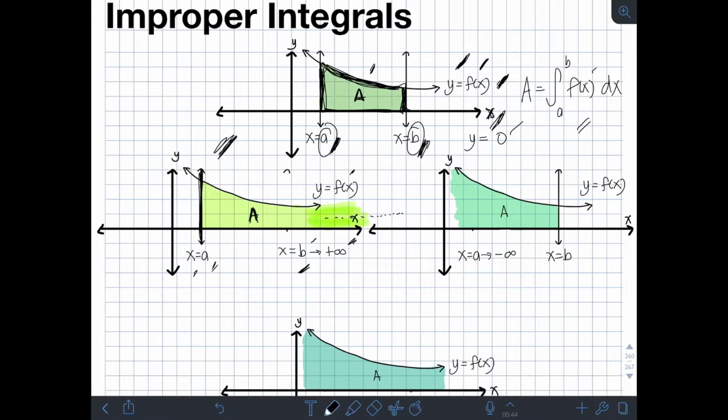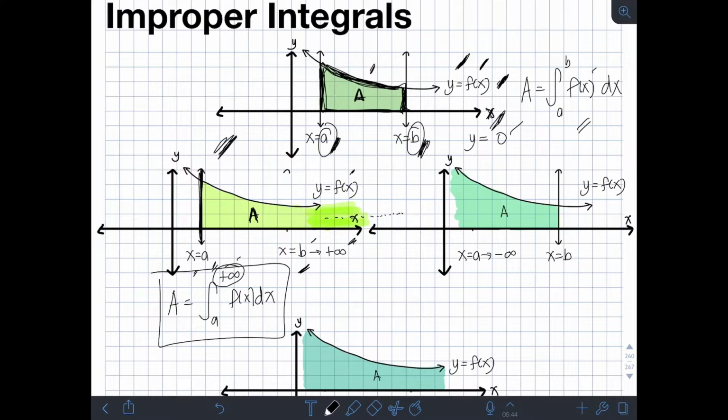Okay? So, pag kinuha natin yung value ng area niya, area can be equal to integral of f of x dx, this time from a to positive infinity. So, tinatawag na natin tong improper integral. Kasi yung isa sa limit of integration natin, which is in this case yung upper limit natin, is hindi na constant, kundi infinite value na, in particular, positive infinity.